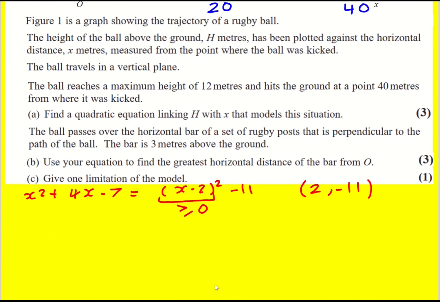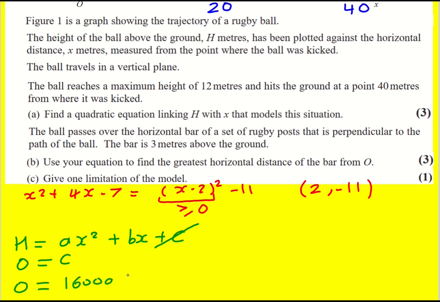It's not the best one here, but it does work in general, and it is to write h as a general quadratic, and then use the points. We actually have 3 points that it goes through. So because it goes through 0, 0, c is going to equal 0, and that one's gone. And then we know height is 0 and x is 40. So 0 is going to be a times 40 squared, that's 1600a plus 40b.